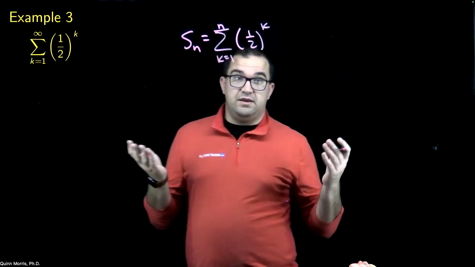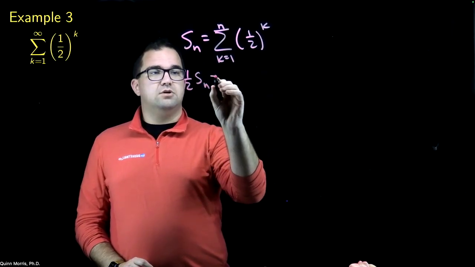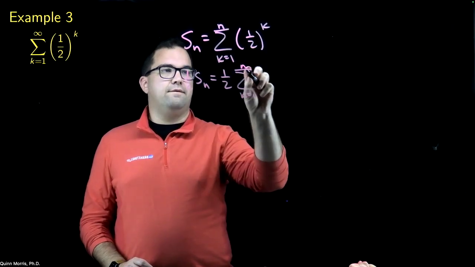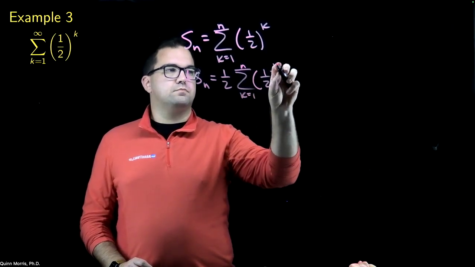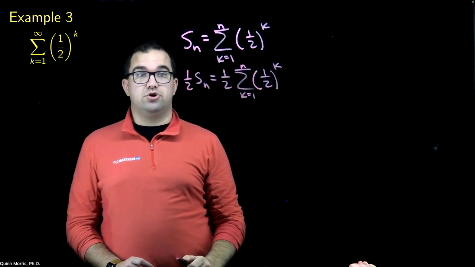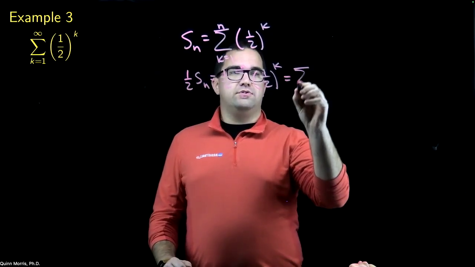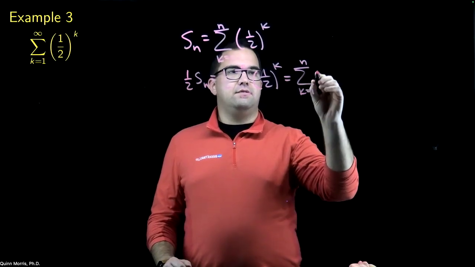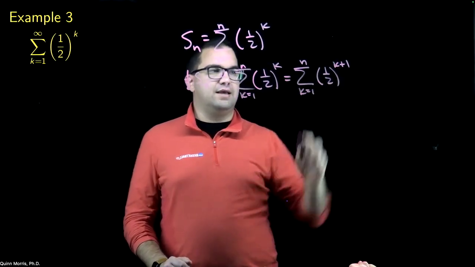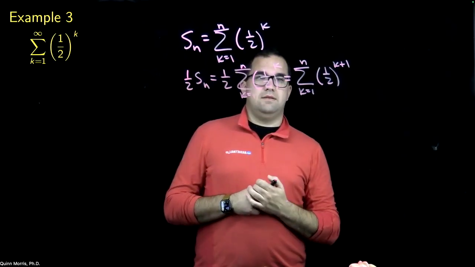Speaking of properties, let me multiply this by 1/2. If I multiply this by 1/2, I could just throw a 1/2 out front, but I could also distribute it into each term. And again, this is a finite sum, so that's something you can do. So this would be the sum k equals 1 up to n, and I would get 1/2 times 1/2 to the k. That would be 1/2 to the k plus 1. Now that looks fine.